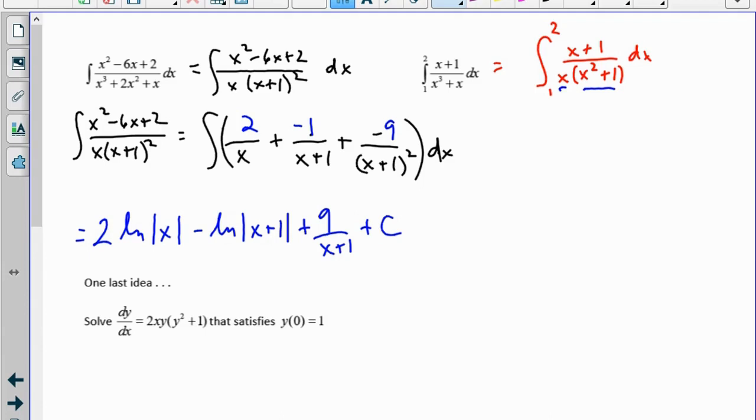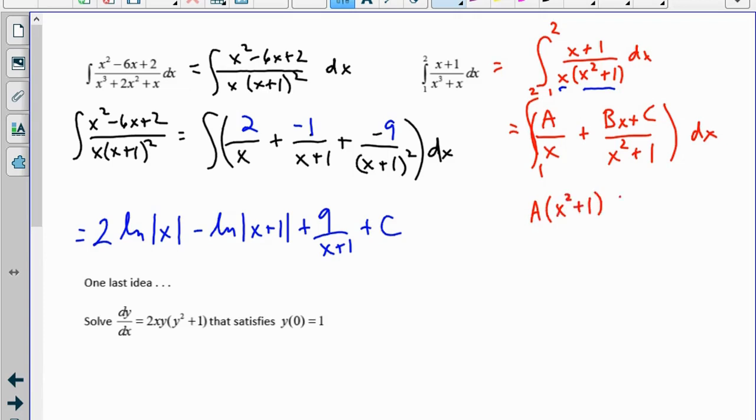So I can just rewrite this as a over x plus (bx plus c) over (x squared plus 1). And so the integral of that dx, and this is actually the integral from 1 to 2. Excuse me. So now I have to multiply through. So I have a times (x squared plus 1) plus x times (bx plus c). I'm just multiplying through by the common denominator, and that equals the numerator, which is x plus 1.